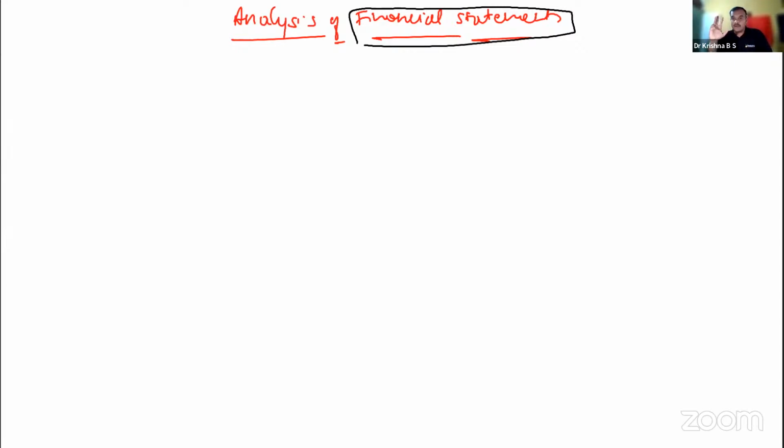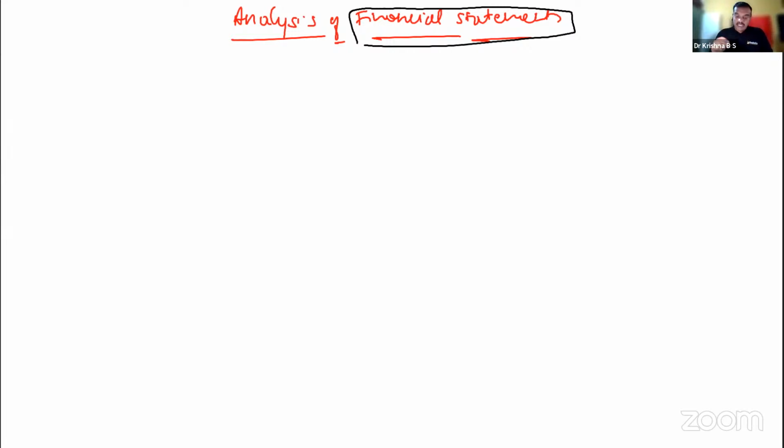So I repeat: comparative, common size, which includes the position statement and income statement both, then the ratio analysis, then the cash flow statement, then the fund flow statement and the trend analysis. These are the tools for analyzing the financial statement.